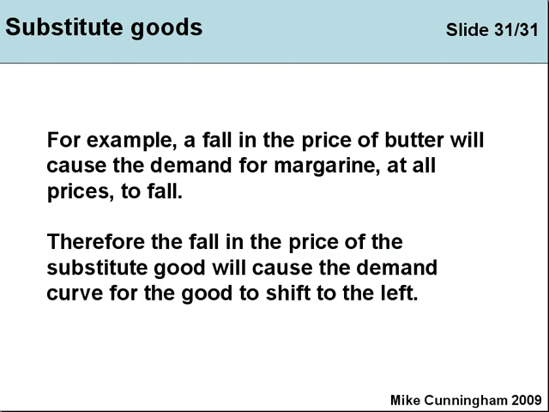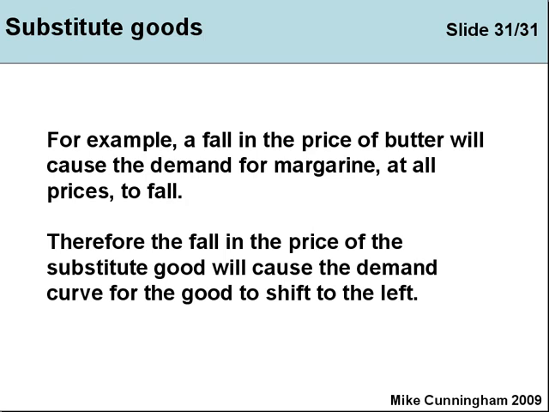For example, a fall in the price of butter will cause the demand for margarine to fall at all prices. Therefore, a fall in the price of the substitute good will cause the demand curve for the good to shift to the left. Now, these are the only bits we need to be aware of: that changes in the prices of complements and substitutes cause the demand curve for a product to shift inwards and outwards. We need to be able to know which way it shifts according to whether they're complements or substitutes.